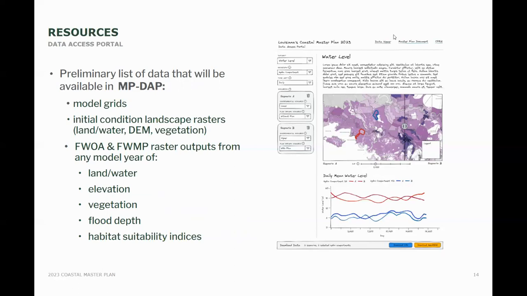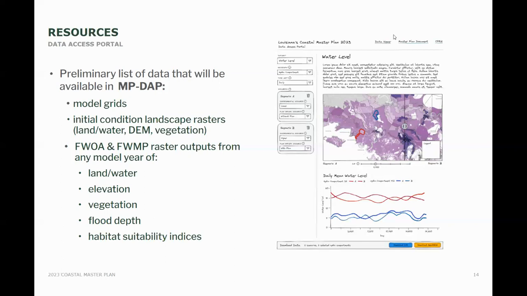We're also going to provide links to our initial conditions landscape. So as part of the master plan, working with our partners, we always update using satellite imagery and LiDAR and bathymetric sounding data. We build out full updated rasters of the landscape in coastal Louisiana. So that's going to include things like the land water composition. So what exactly is land, what is water? Like I mentioned, the topobathymetric digital elevation model, as well as the vegetation classifications across the coastal zone.